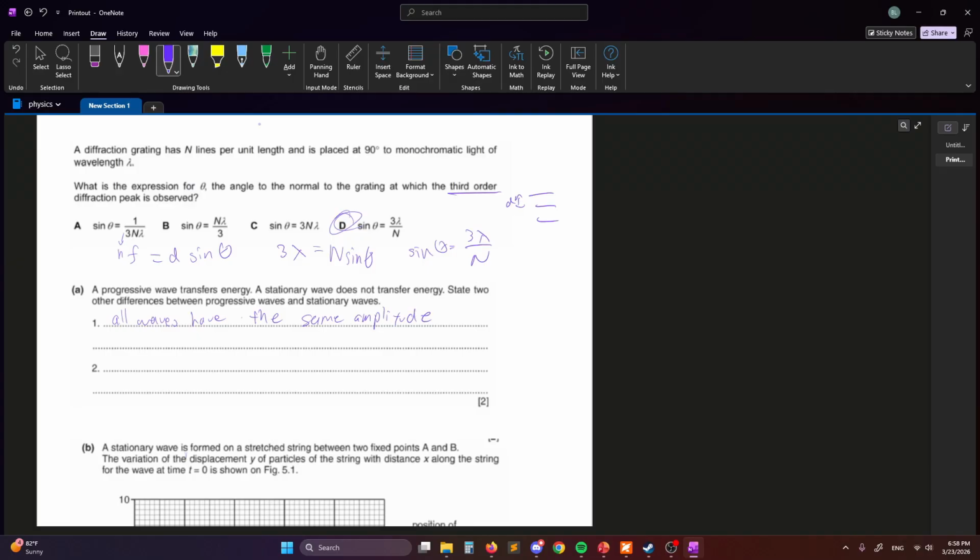And for the second one, adjacent waves are not in phase. Sorry, adjacent particles, in progressive waves.